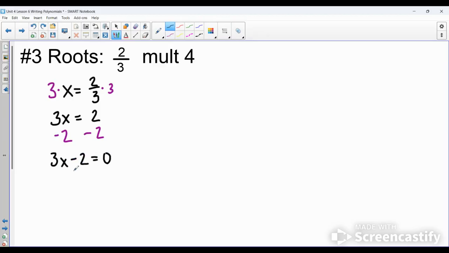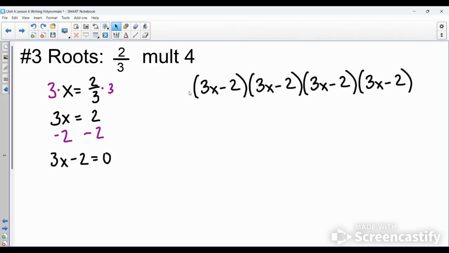And this value right here, the 3x minus 2, is your factor. If we were to set this factor equal to 0 and go back up, we would end up getting the root of 2/3. So that means that we have a root that looks like 3x minus 2. But we do have to make a note that it is multiplicity 4, which means we have 4 of these. So let's work with these 2 at a time, just so that we don't get overwhelmed.